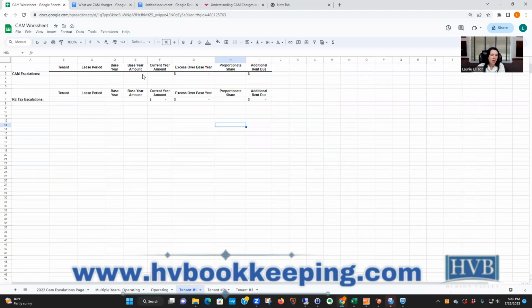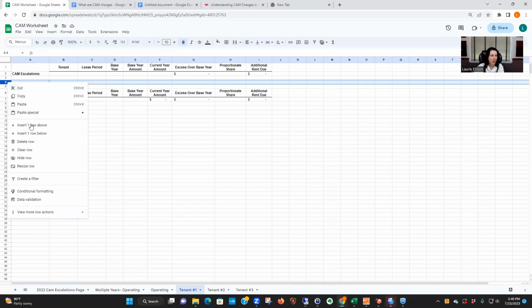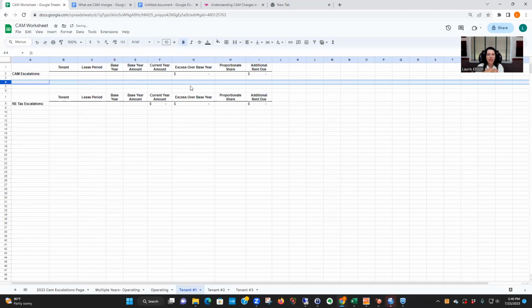I don't even want to totally fill it out. I'm just going to show you. So you have your base year, your current year, and this would be excess over base, as the years go by, so that they can see. We usually will give these with the invoice so they can see, right?